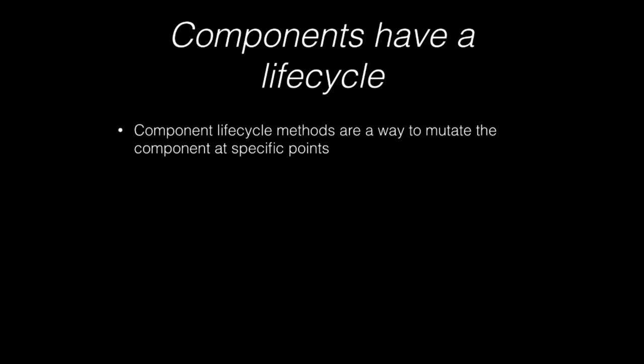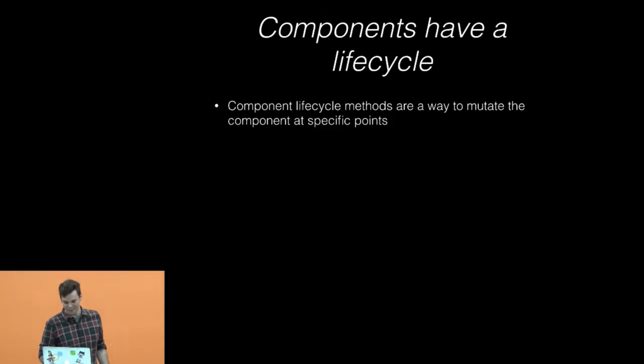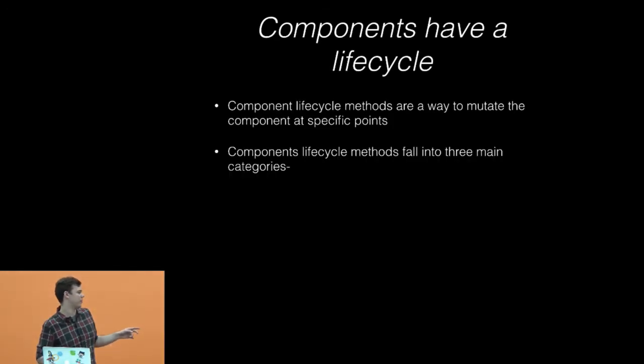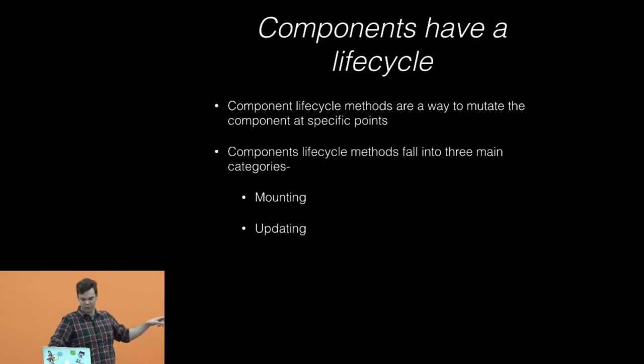So components also have a life cycle. Component life cycle methods are a way to mutate the component at certain points or to change your component at certain points in the component's time in the DOM, time in the browser. And component lifecycle methods fall into three main categories. So you can call a component lifecycle method when an item is mounting, when it's updating, or when it's unmounting. And I'm going to go through those really quickly here.